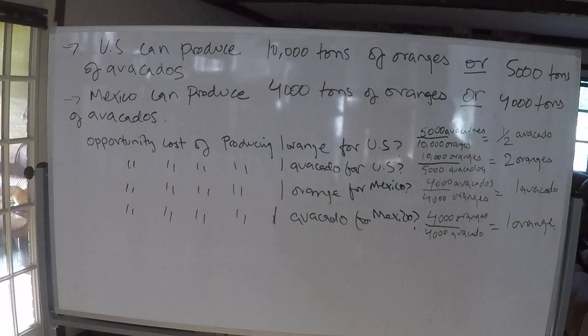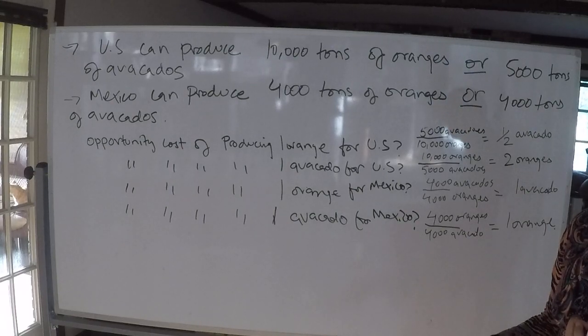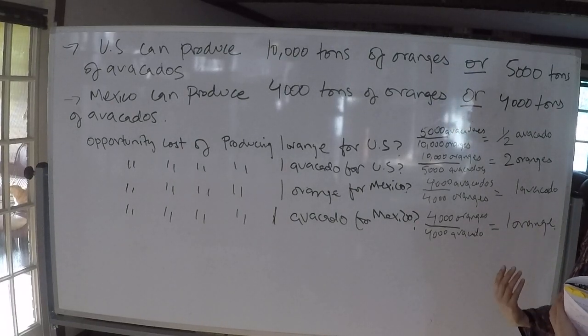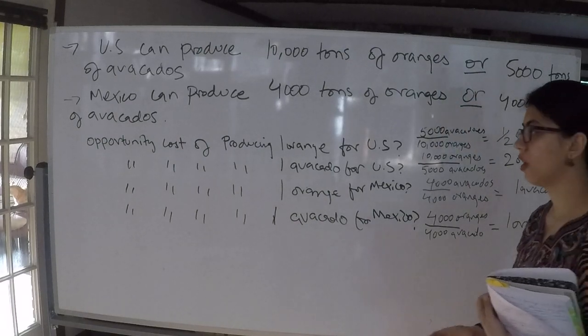I'll let you copy that. Make sure your units are right. Make sure you know how to calculate these. Once you have calculated the opportunity cost of the nations, your step number 2 is to compare who has a lower opportunity cost in producing oranges and who has a lower opportunity cost in producing avocados.